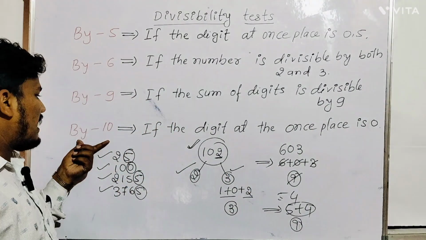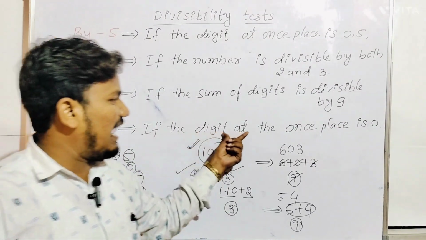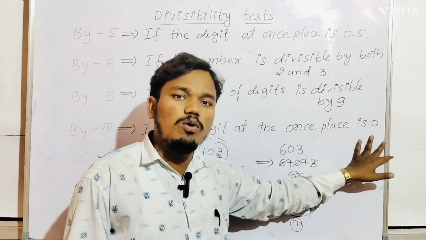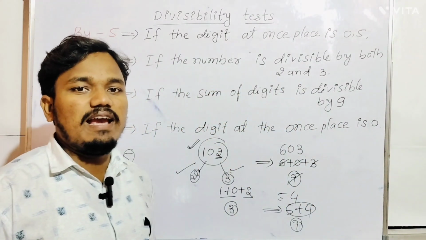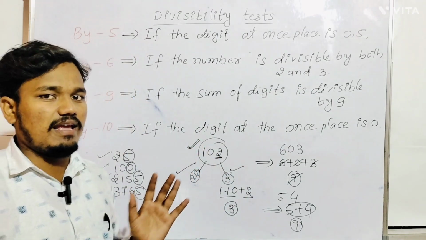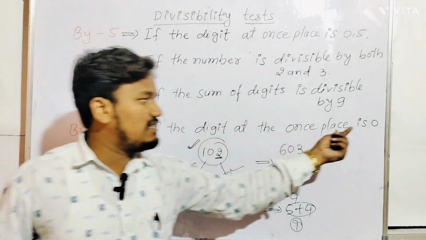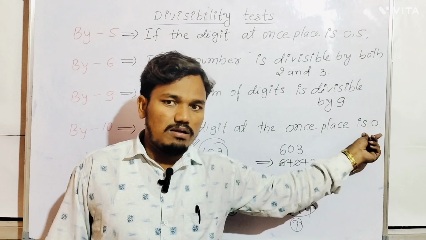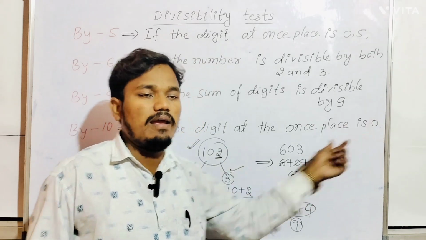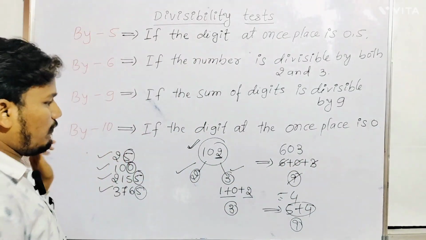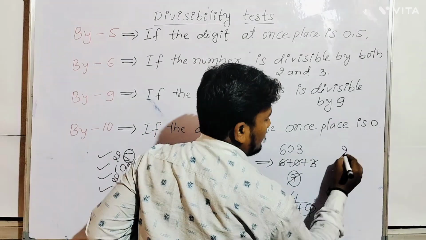Last, very simple, by 10. If the digit at one's place is 0, इसका मतलब ये है दिए गए नंबर में लास्ट डिजिट चेक करना है आपको. अगर लास्ट डिजिट पे 0 आएगा then the given number is going to be definitely divisible by 10. आप example लिखते हैं. For example, right now example, what is that example?